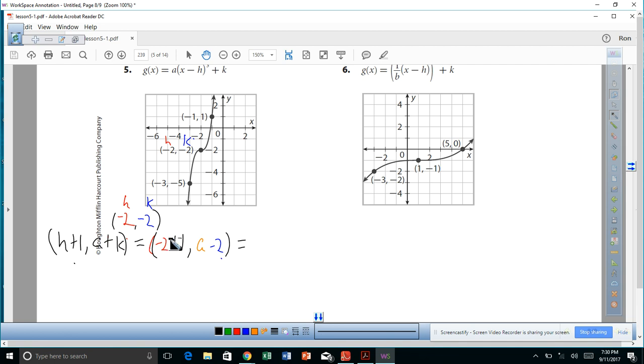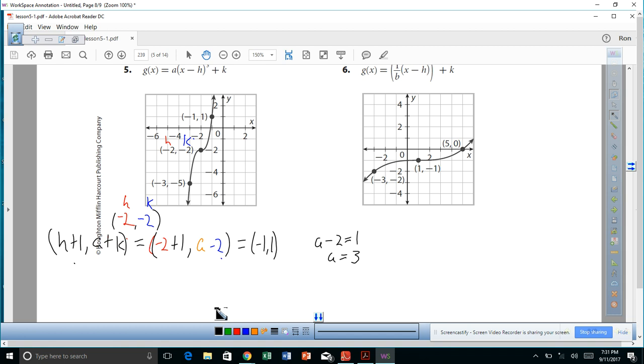Okay, so now we got that. Well, that's going to give us what? What is this point here? This is -1, 1. So that's supposed to equal -1, 1. Okay, -2 plus 1 gives you -1. And you go over here, a minus 2 equals 1. So let's add 2 to both sides. And so a equals 3.